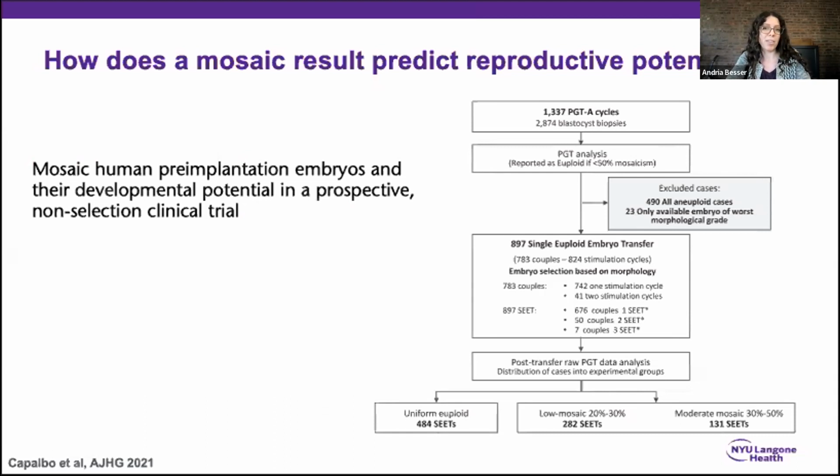And then they transferred the euploids only. So they weren't assessing the outcomes of the aneuploid or the higher level mosaic group in the study. But after the outcomes were known, they unblinded the euploid result to see if any of those had an intermediate copy number. So if it was between 20 to 30%, they called that low level mosaic. If it was between 30 to 50%, they called that moderate mosaic. And any results that were below that 20%, they considered those true or uniform euploid.